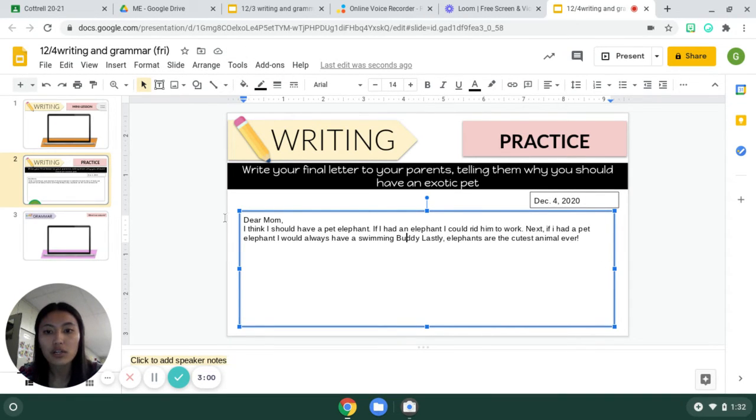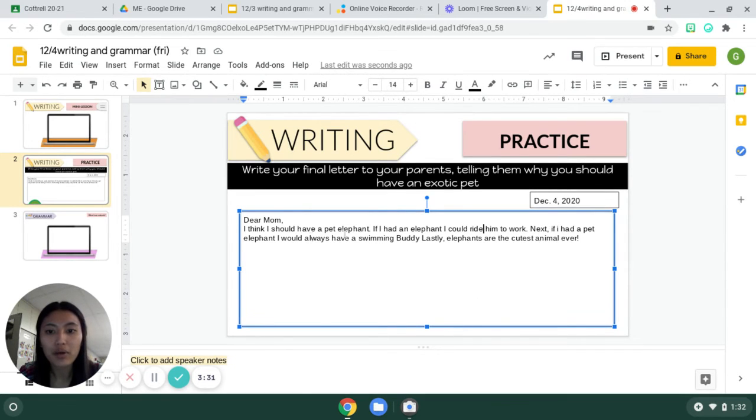Okay, now I'm going to look and see if I have any other mistakes that I need to fix. So I'm going to start with the very beginning. Dear Mom. Okay, that looks good so far. I think I should have a pet elephant. That looks good and everything is spelled right. And I have my capital letters and my punctuation at the end. If I had an elephant, I could ride him to work. Oh, I see another mistake. I spelled something else wrong. I need to put an E at the end of this word. I accidentally had the word rid. I needed to put an E to make it ride. Okay, now I'm going to keep reading.